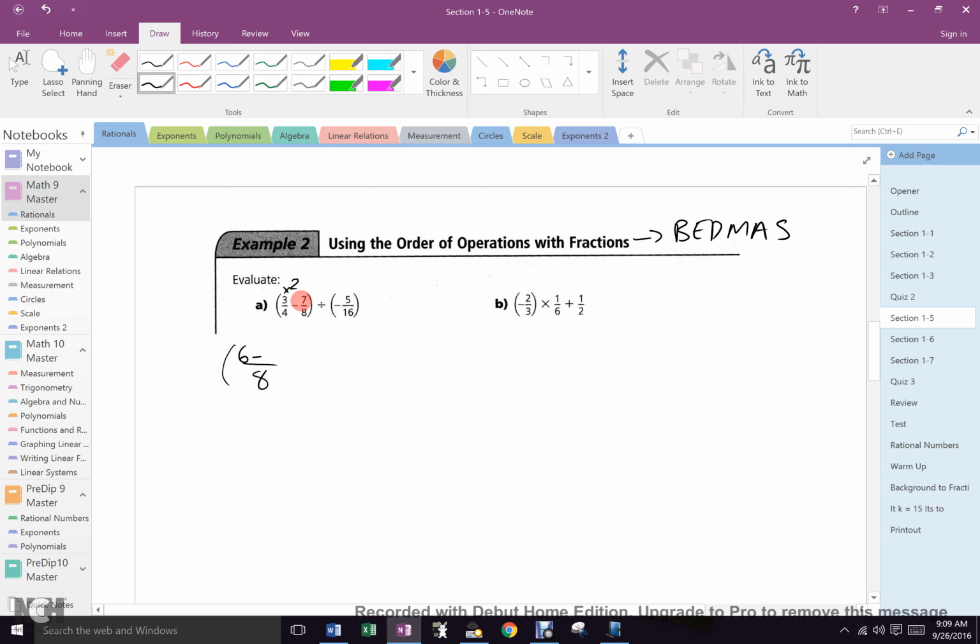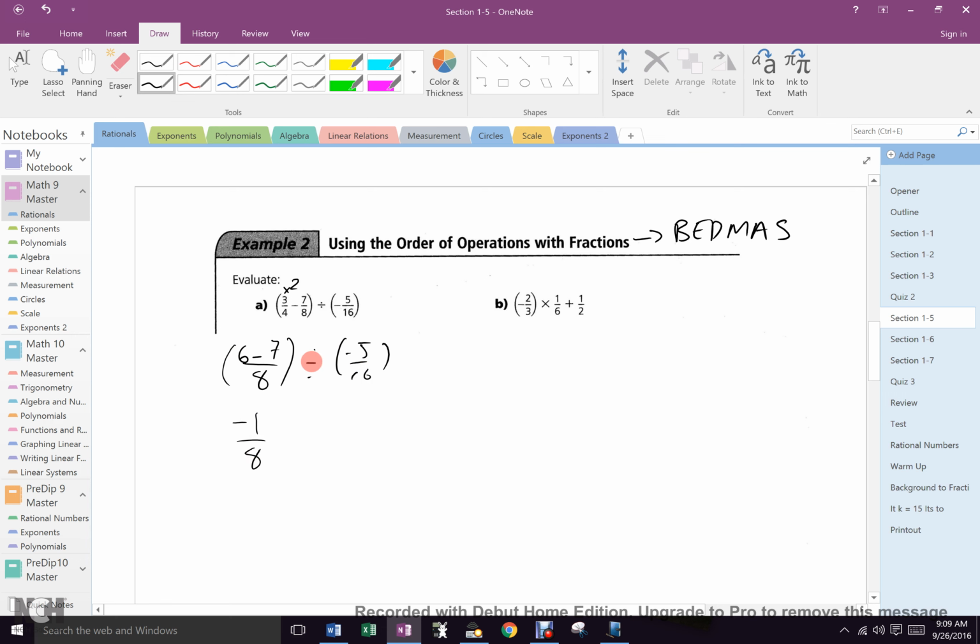So do I change the 7? No. 6 minus 7 over 8 divided by negative 5 over 16. I rewrite so I can't screw it up. What is 6 minus 7? 1. What kind of 1? Minus. Negative 1 over 8.